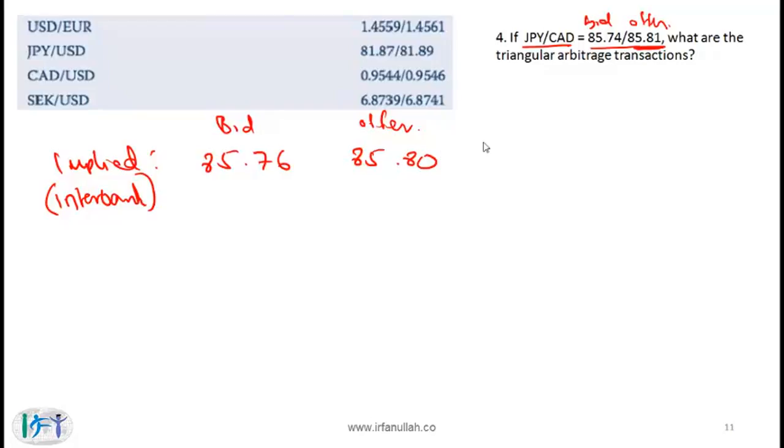So here again, you cannot make arbitrage profit, because in this market, you would buy for 85.80 and to the dealer, you would sell at 85.74. So here, notice that again, you cannot make arbitrage profit. So the answer here is that there are no transactions that you can perform to make arbitrage profit.